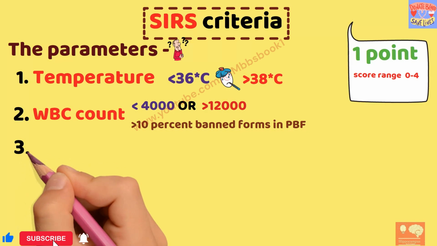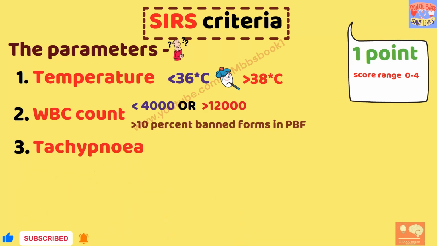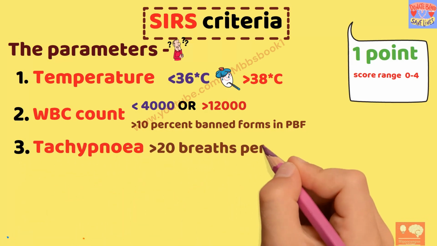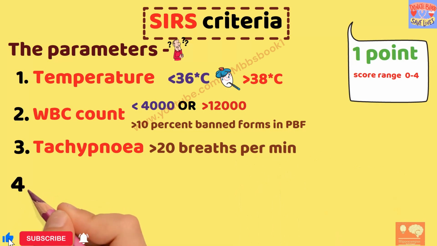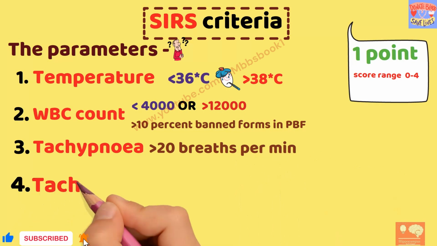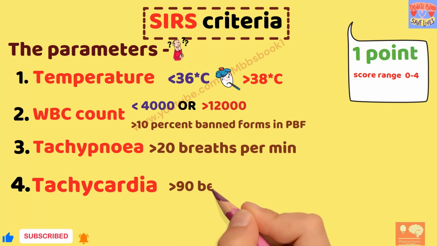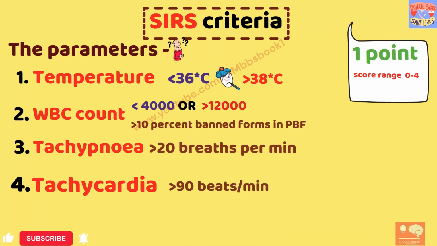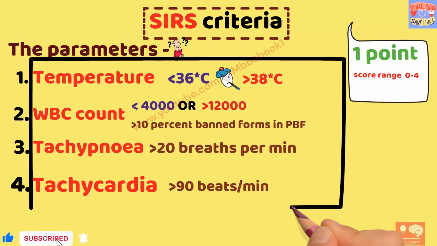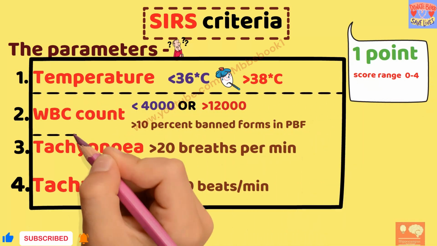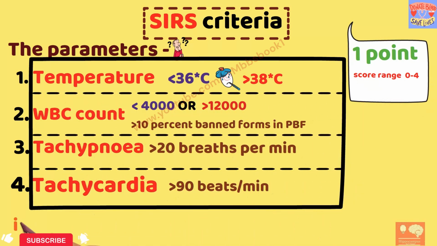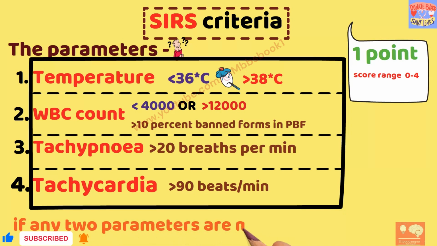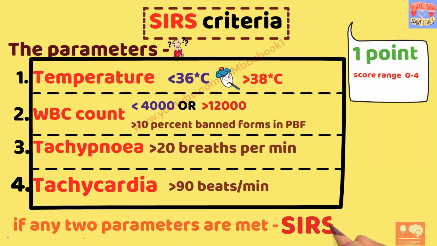The third parameter is tachypnea with more than 20 breaths per minute. And the fourth and the final parameter is tachycardia with heart rate more than 90 beats per minute. So these are the 4 parameters which you need to remember regarding SIRS. If any 2 parameters are met, then we say that the patient is having SIRS, systemic inflammatory response syndrome.